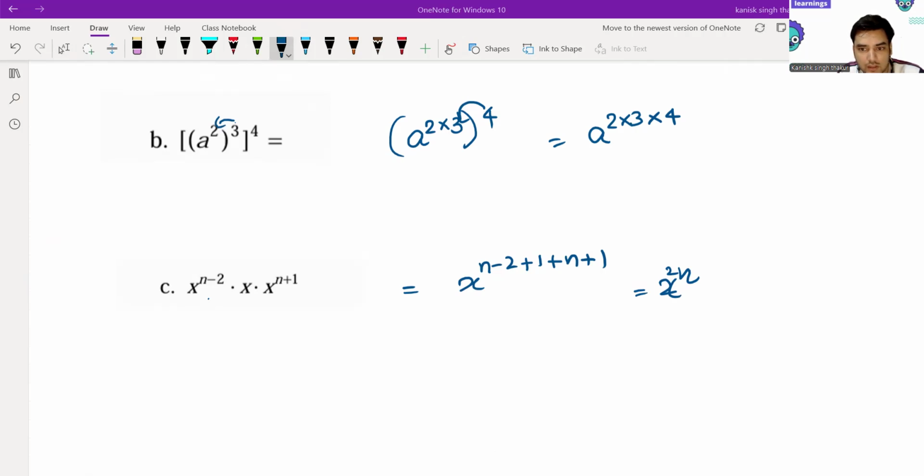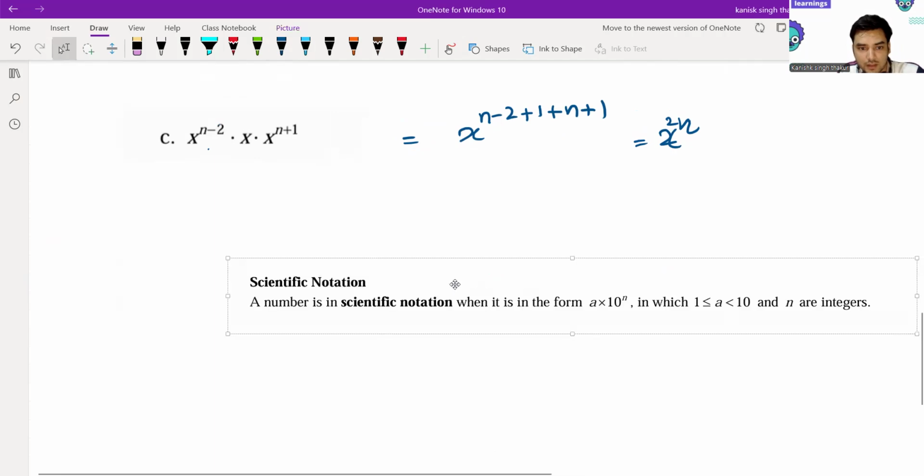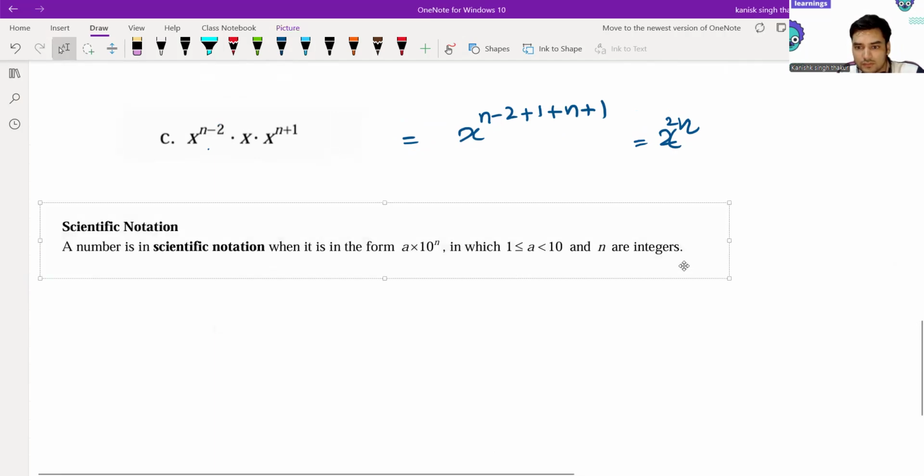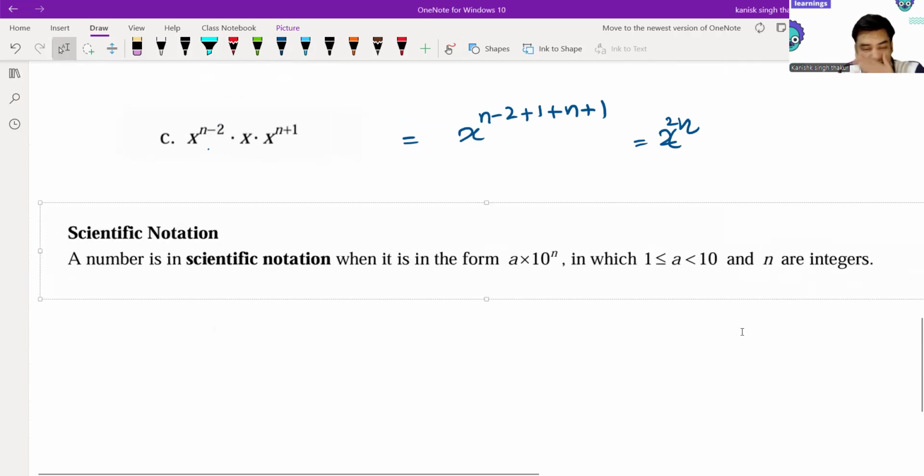I'm directly moving now towards the next question, right? Now, there is something also called scientific notation here. Suppose you have a number, right? So how do you write it in scientific notation form? You have to write it as a times 10 to the power n.